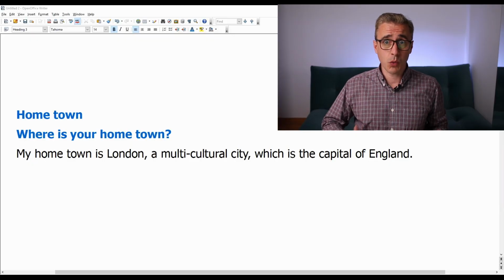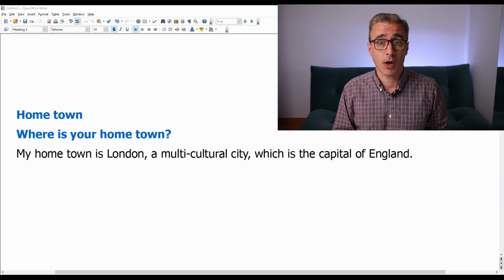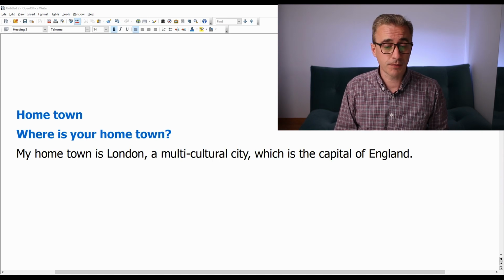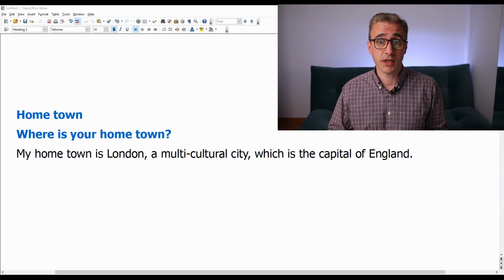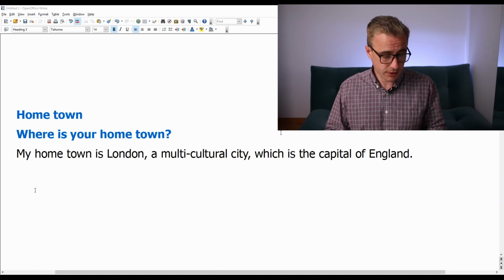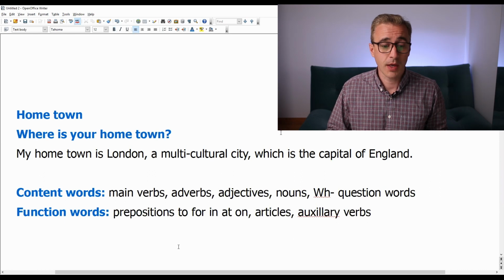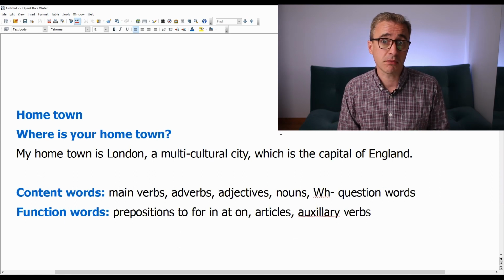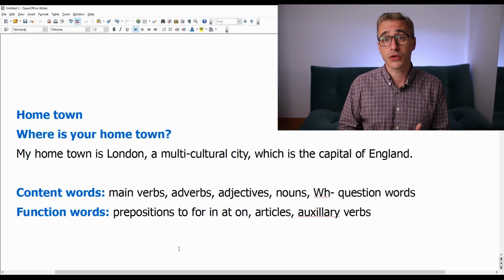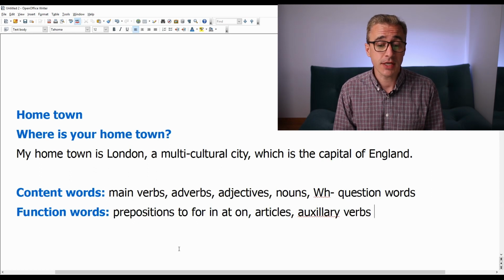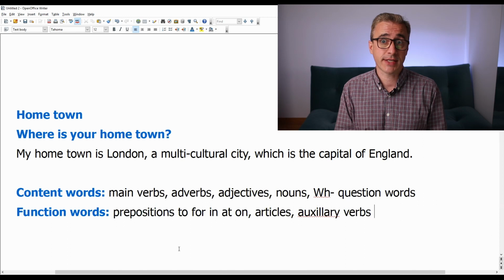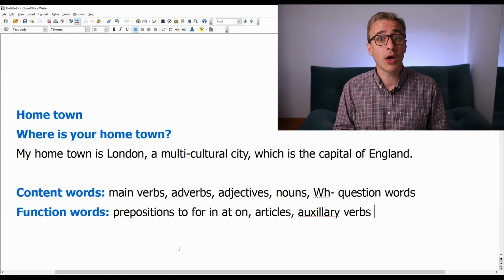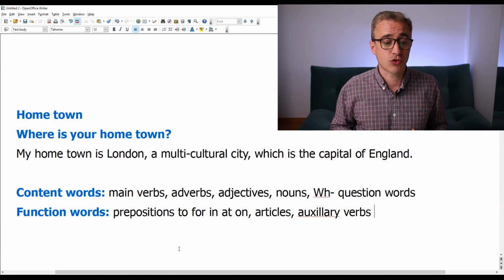So which words in this sentence are really important? Well, let's have a look. So what type of words do we normally stress? Well, content words, words that have meaning. For instance, main verbs, adverbs, adjectives, nouns, and WH question words like what, where, who, for instance. These are words that we normally stress in English. So we say them a little bit louder, with a bit more stress.